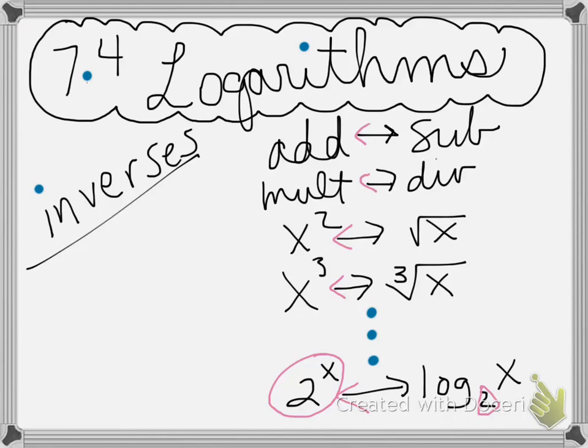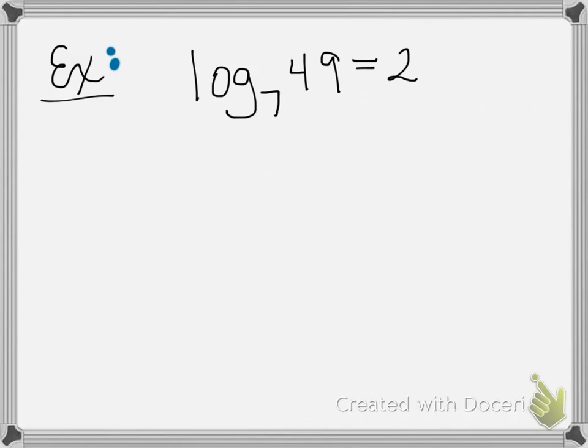So let me show you some examples of how this is used, and it might make a little bit more sense as we go. If I have, for example, log base 7 of 49 equals 2, since the logarithm is the inverse of the exponential, I can actually rewrite it. So first I'm going to rewrite this as an exponential function. And to do that, that would be 7 to the second power equals 49.